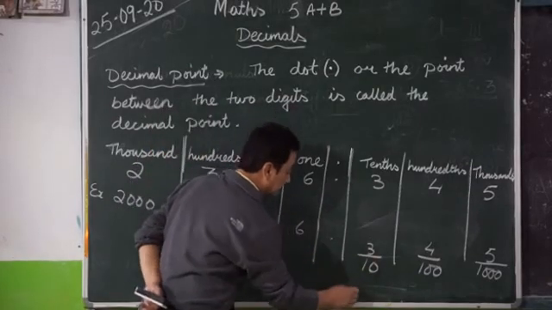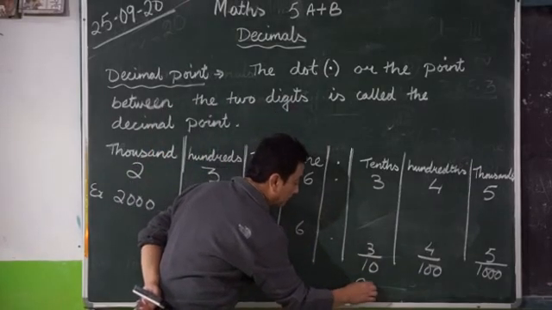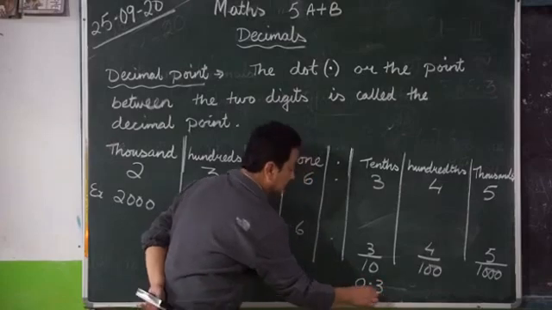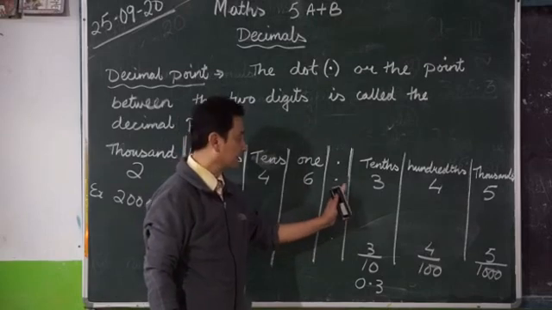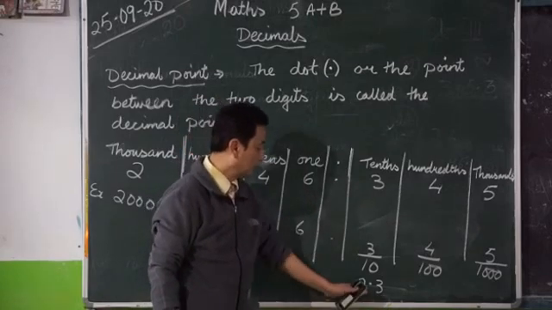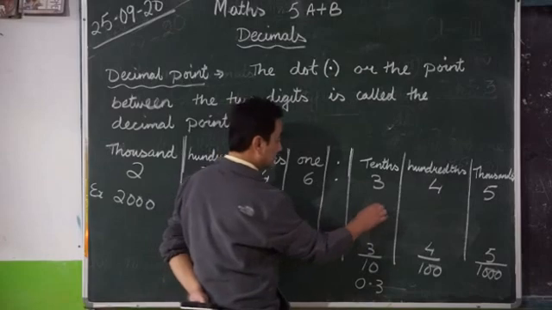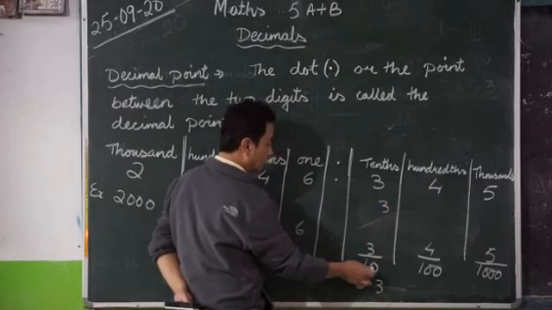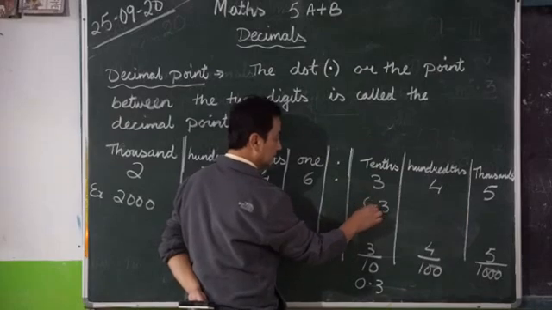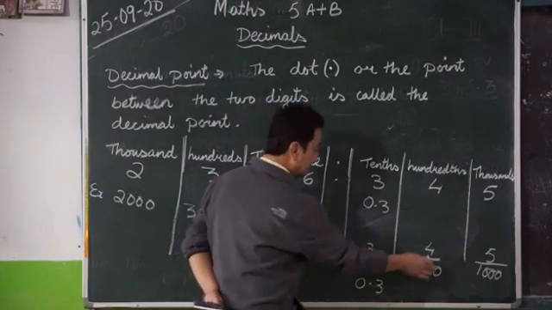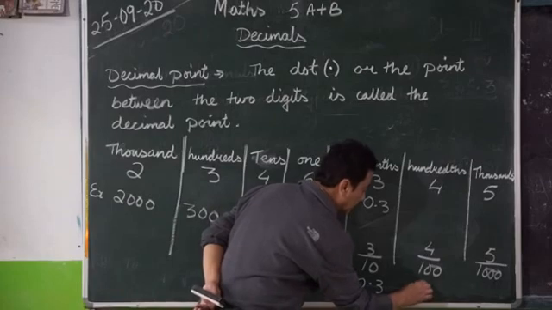This can be written as 0.3. This is the number that comes just before the decimal point. Or you can write 3. You can count 1 point. You remember 1.0. This number can be written as 0.